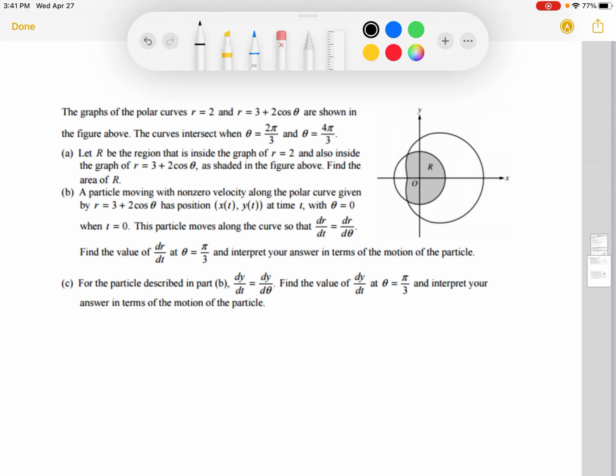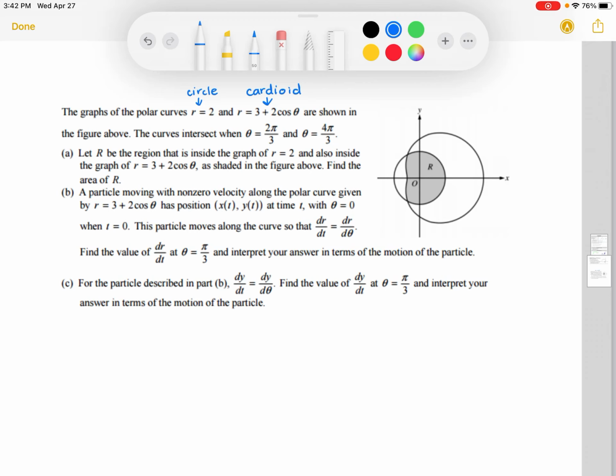So we have two polar curves, r equals 2 and r equals 3 plus 2 cosine theta. And we know the curves intersect at 2 pi over 3 and 4 pi over 3. So you can tell that r equals 2 is the circle because it has a constant radius. We just basically, r is 2, that's representing a circle. And then the other curve, the bigger one, is 3 plus 2 cosine theta, which is actually called a cardioid. And you can kind of remember that because it looks like a heart. And heart, cardio, that's how I remember it.